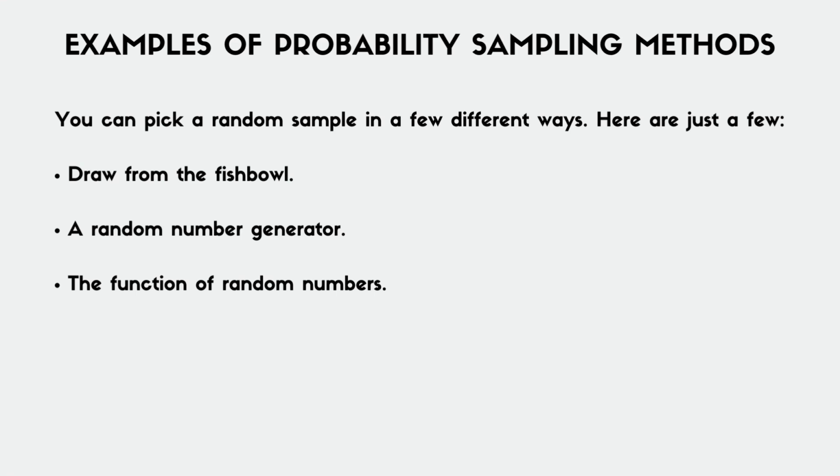Examples of probability sampling methods: you can pick a random sample in a few different ways. Here are just a few. 1. Draw from the fishbowl. 2. A random number generator. 3. The function of random numbers.